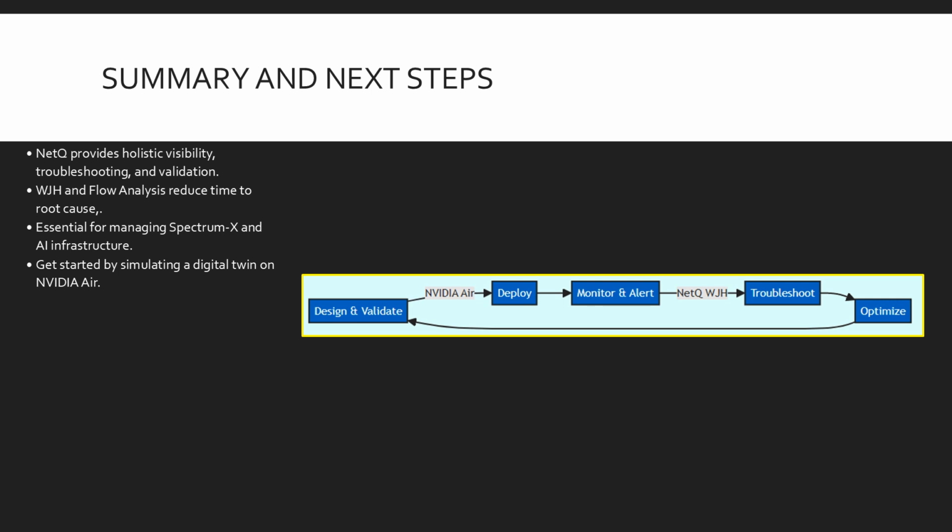This final diagram shows the continuous operation cycle. You start by designing and validating your network, ideally using NVIDIA AIR. You then deploy to production. Once active, you monitor and alert using NetQ. When issues arise, you troubleshoot using tools like WJH. Finally, you optimize the network based on these insights, feeding back into the design phase for future improvements.